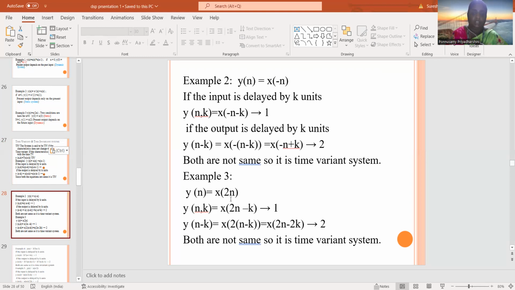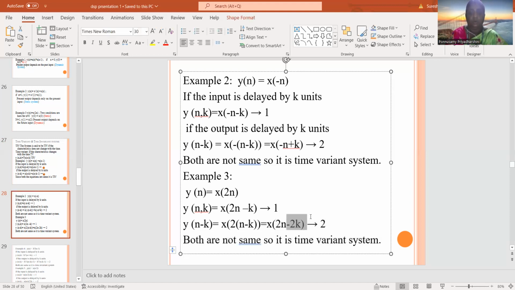So similarly, we can do it for another example. y of n is equal to x of 2n. Here also, we see x of 2n minus k, and in the other case n is replaced by n minus k, meaning the values are not the same. So this is also a time variant system.